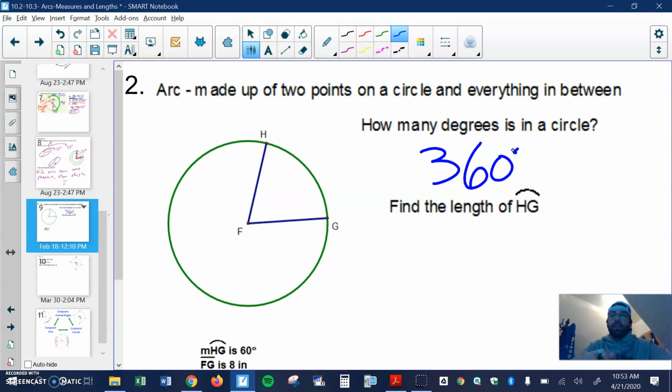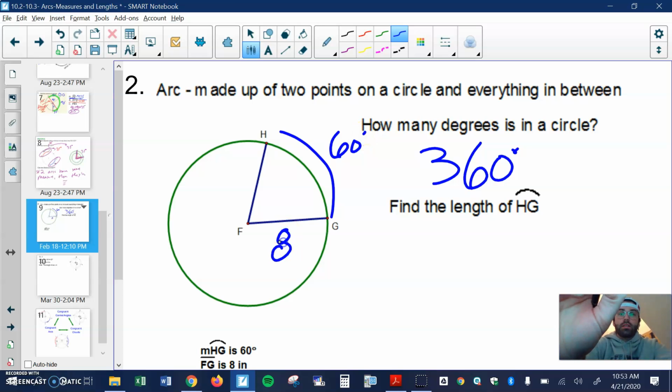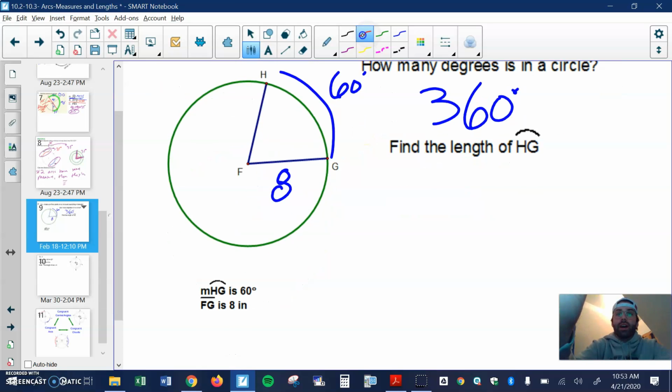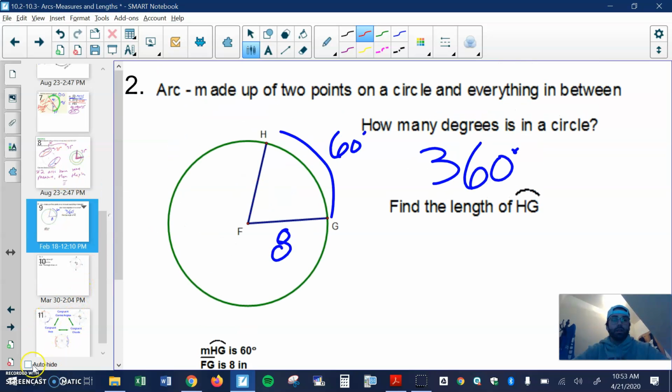Find the length of arc HG. Well, if this is 60 and this is 8, what if I just wanted to find the distance all the way? Actually, you know what? I'm going to pause here. I'm going to do these last two problems in a different video, because this arc length part is an important part of the lesson, and I don't want to cut it too short or have it be sped up.